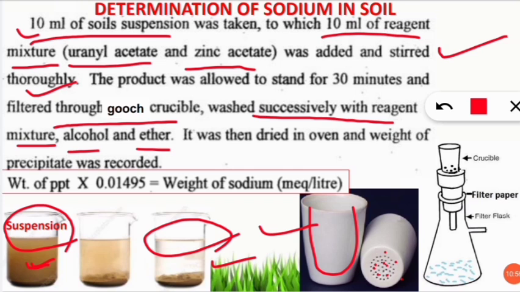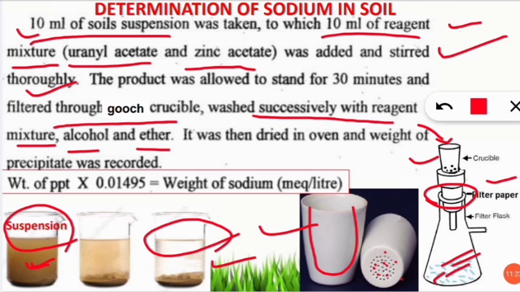So we will filter through this gauge crucible and wash successively with reagent mixture, that is alcohol and ether. You can see we have to attach the crucible with the filter apparatus, and here it will be filter paper. When we pass the solution of this soil suspension along with the reagent, the crucible will take all the water, and on the filter paper the particles will settle down. That means the soil particles along with the sodium.